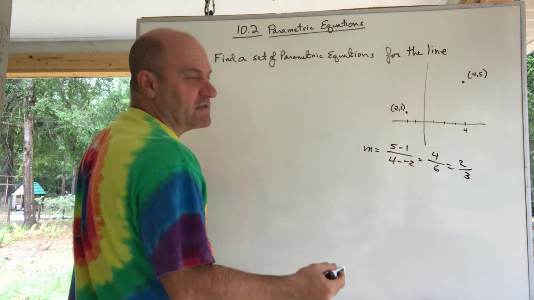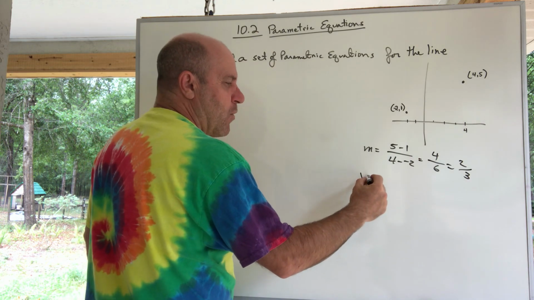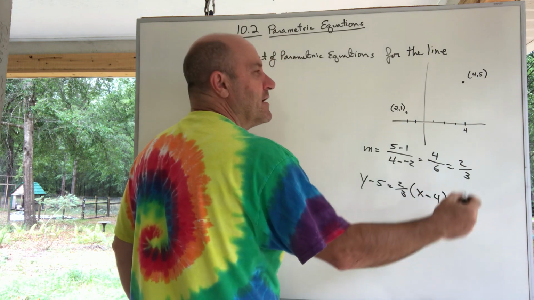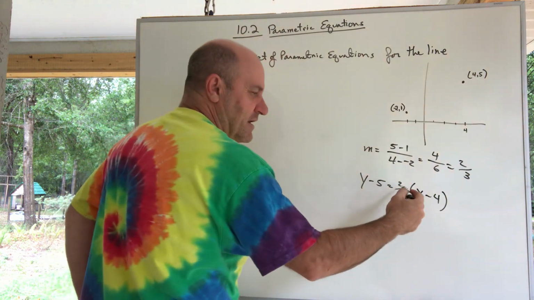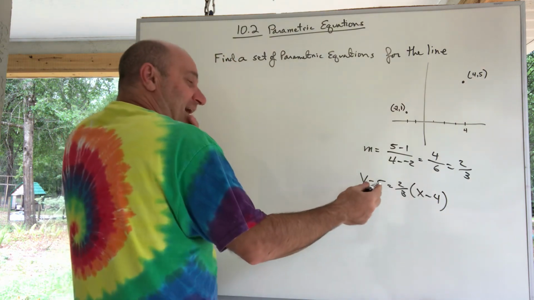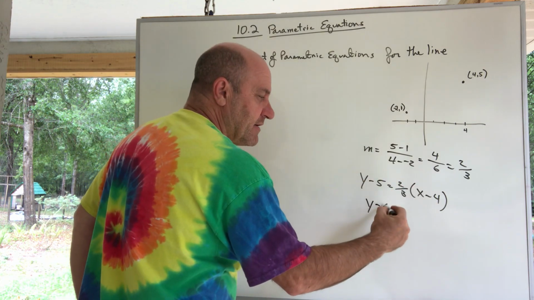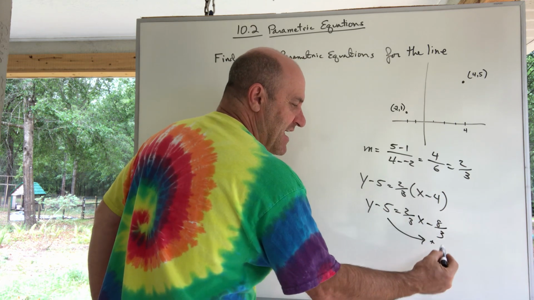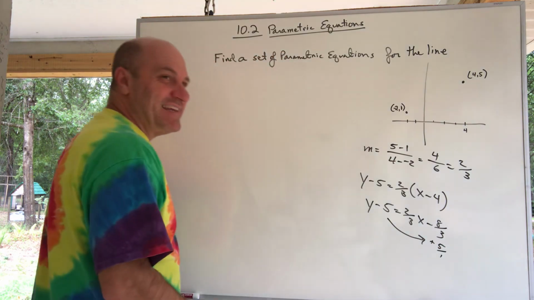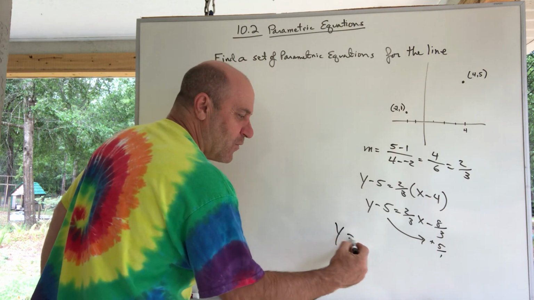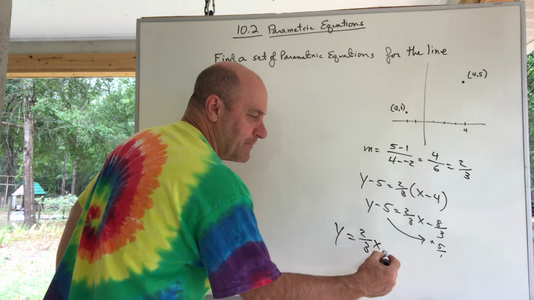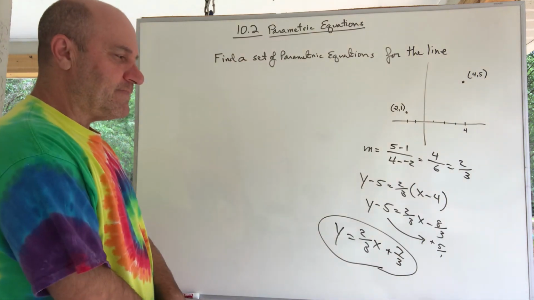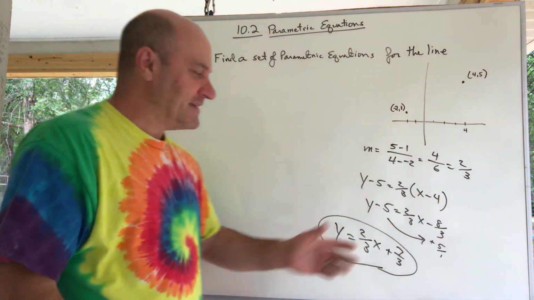I like to use the point-slope form, so y minus 5 equals 2/3 times x minus 4. That's how I tend to do it. So there's the equation of the line. I like to distribute and clean it up. That's 2/3 x minus 8/3. If I add this 5, I'm adding 15/3. So I get y equals 2/3 x plus 7/3.